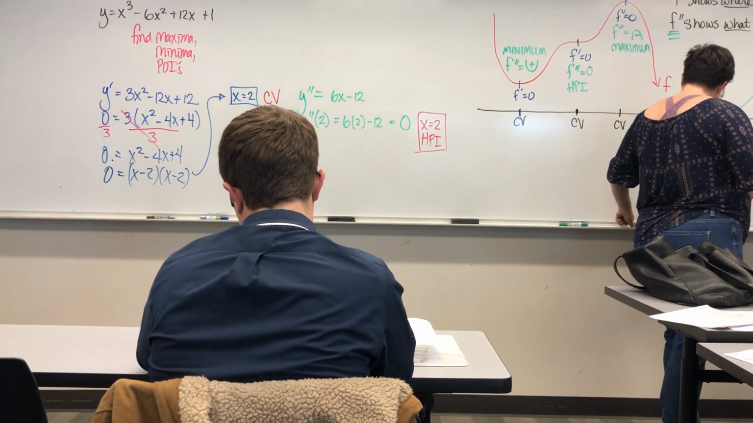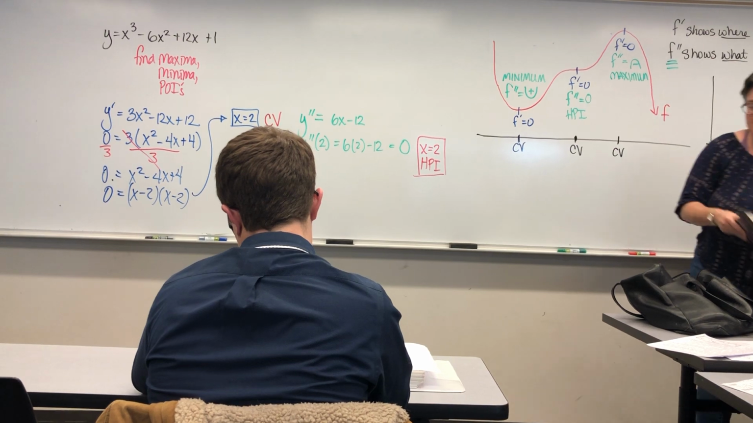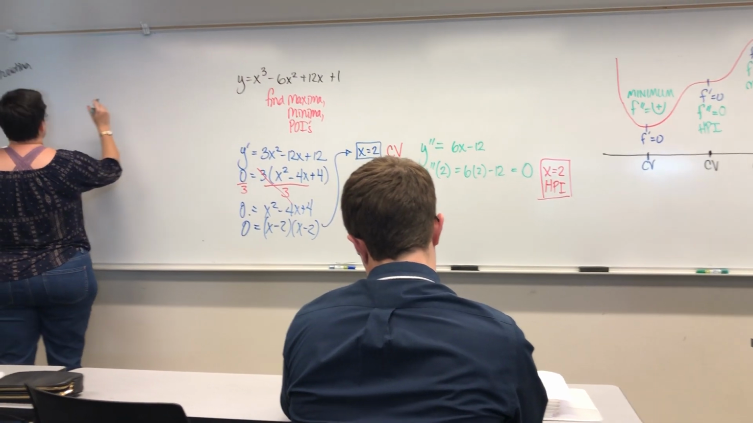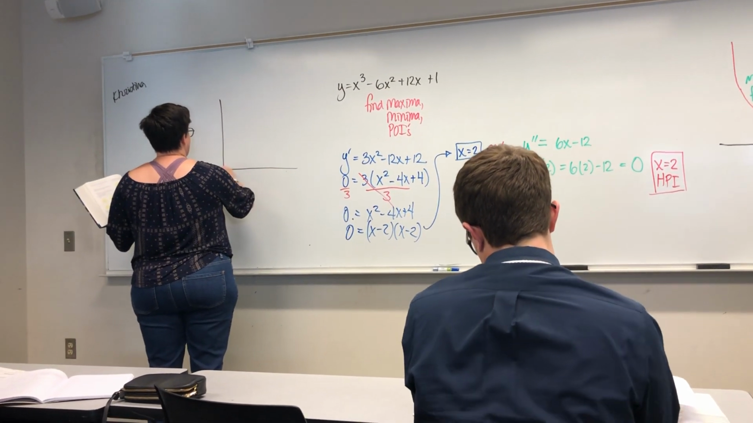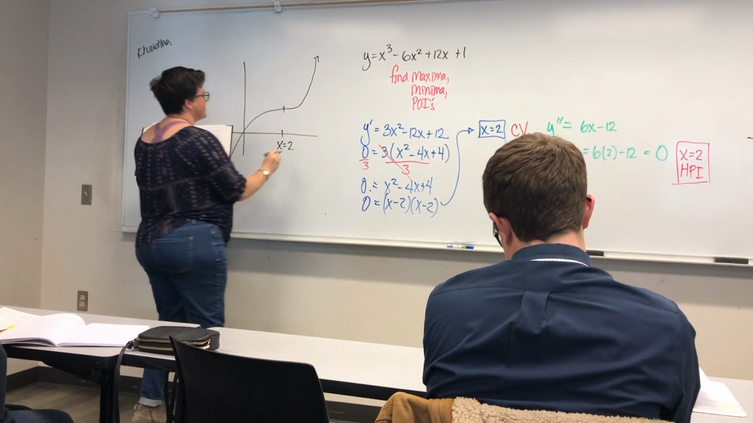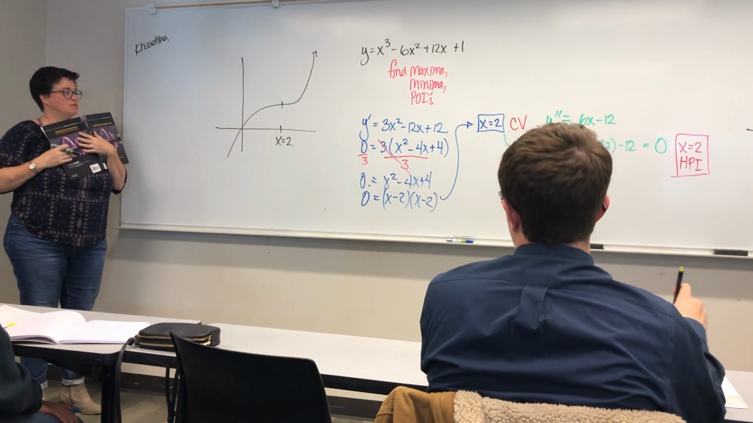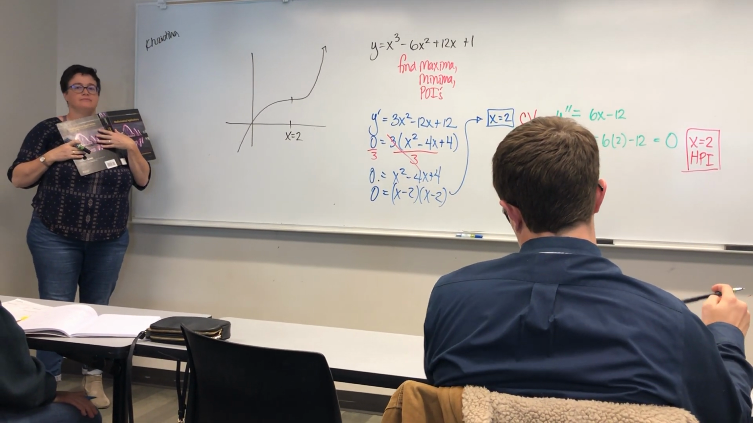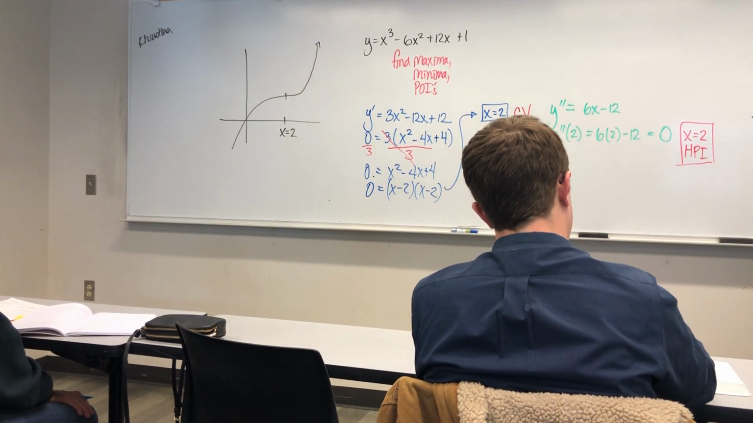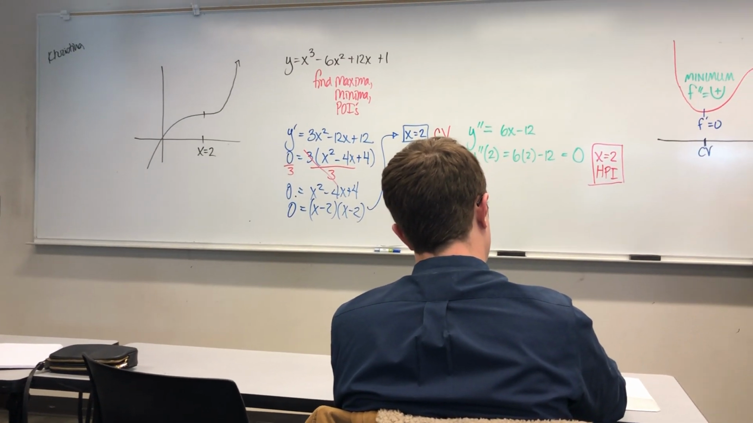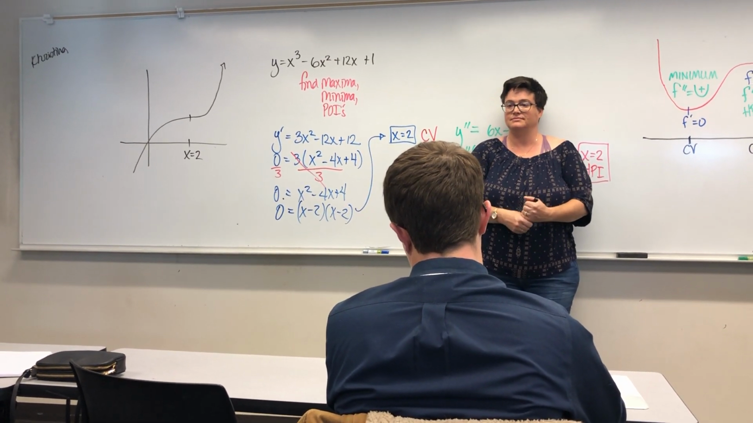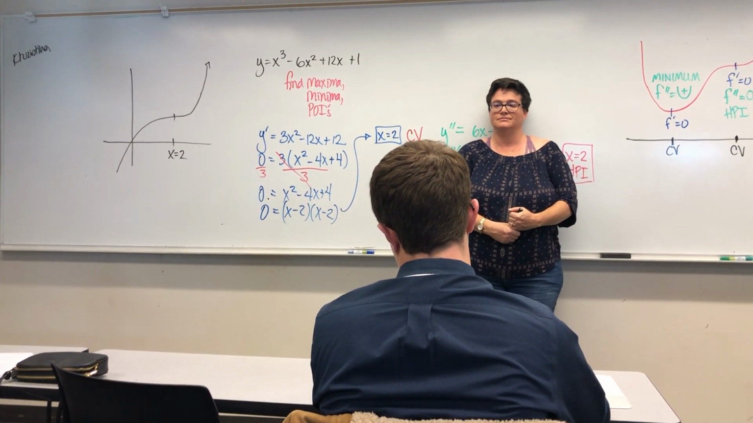And if I were to graph it, guys, here's what it would look like. Because you always have the option to graph it to check your work, because why not? Why wouldn't you? Here's my x equals 2. It's got an HPI right there. No max, no min. When I have a slope 0 and a concavity of 0, it's an inflection point.